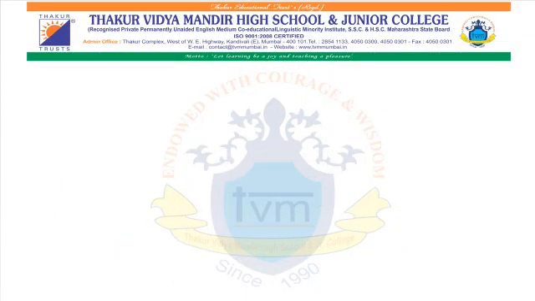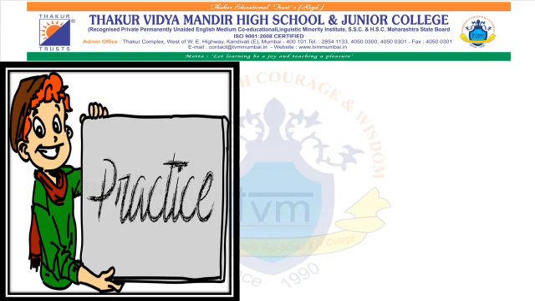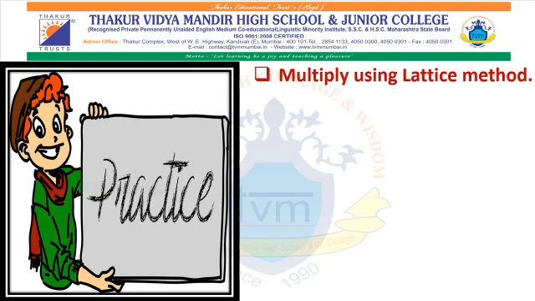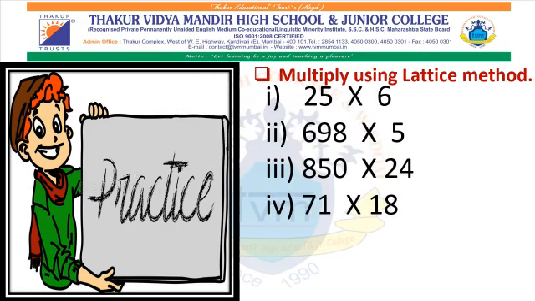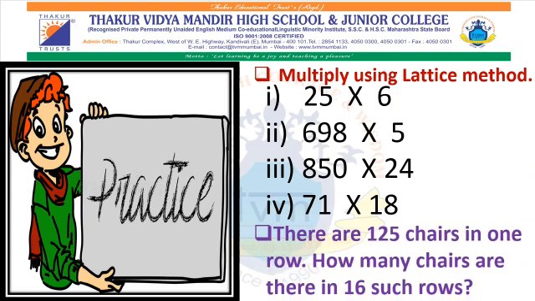Now it's time for practice. We are going to practice a few sums, multiplying using lattice method. The sums given to you are 25 multiplied by 6, 698 multiplied by 5, 850 multiplied by 24, 71 multiplied by 80. Students, you are going to note down these numbers in your book and you are going to solve these sums on your own. And one word problem for you. There are 125 chairs in one row. How many chairs are there in 16 such rows?